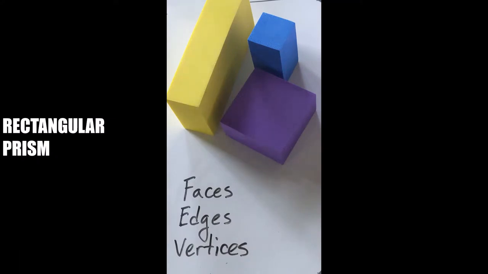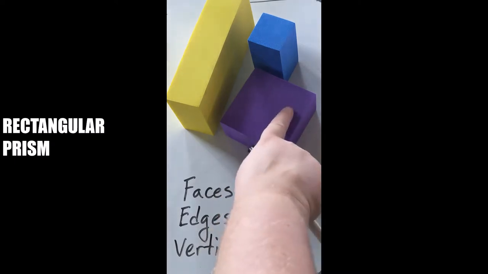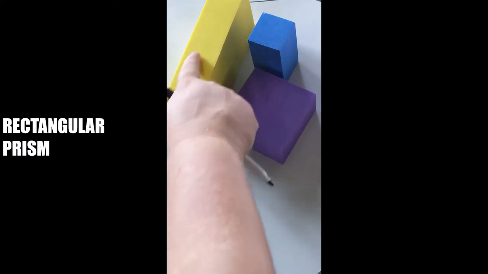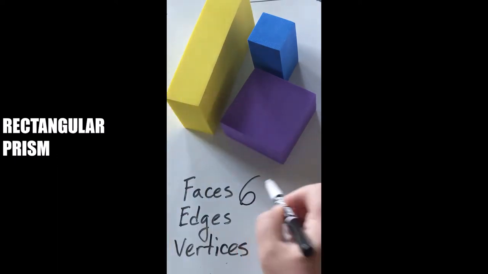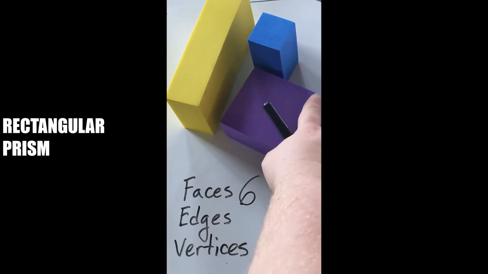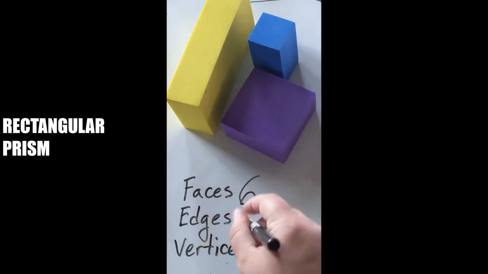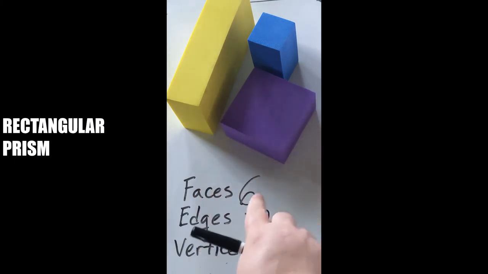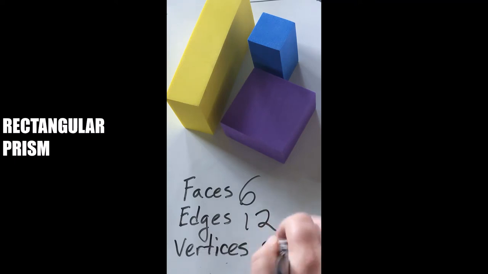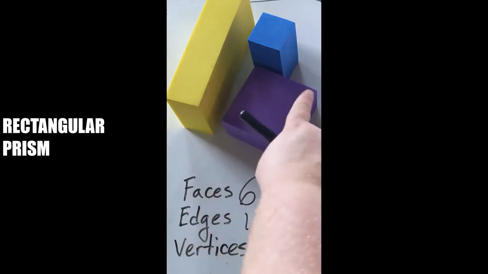Now let's look at some different types of three-dimensional shapes. While we are doing this, feel free to pause and look around your home for examples. Again, this is a rectangular prism. We were just looking at it. It has 6 faces. Remember, the faces are the flat parts. It has 12 edges all the way around, and it has 8 vertices, different points.